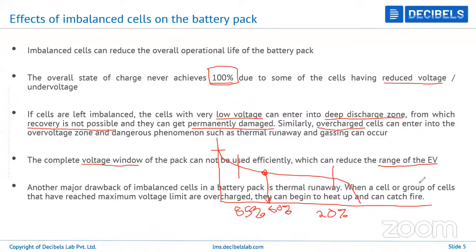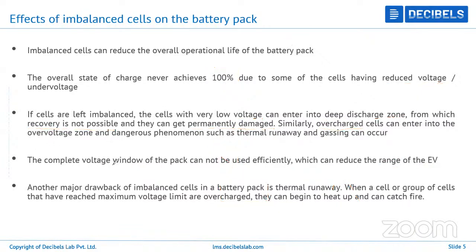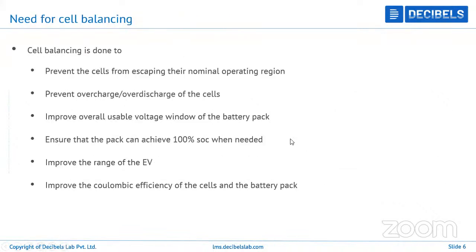Nowadays the most important thing is range, right? So if this happens, the range of the vehicle will be directly affected. It will be reduced. So these are some of the major drawbacks. Another drawback is thermal runaway, which we had discussed previously. All these drawbacks give rise to the need for balancing.